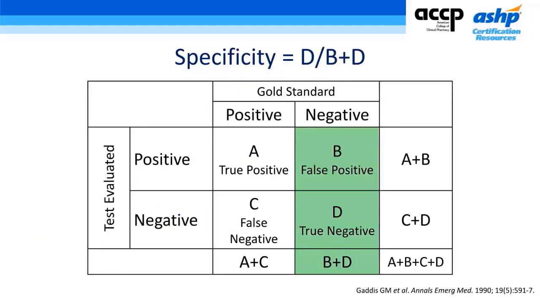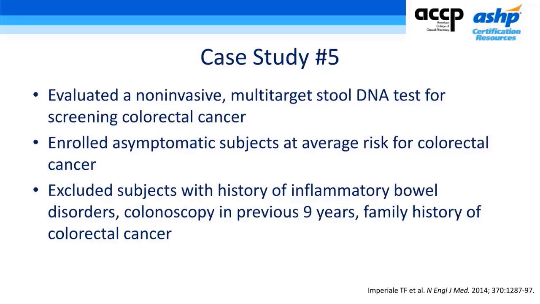And so the calculation for specificity is the true negatives over the sum of the false positives and the true negatives. Let's introduce the case for sensitivity and specificity. This study evaluated a non-invasive multi-target stool DNA test for screening colorectal cancer. They enrolled asymptomatic subjects at average risk for colorectal cancer. They did exclude subjects who had a history of inflammatory bowel disorders, a family history of colorectal cancer, and who had had a colonoscopy in the previous 9 years.